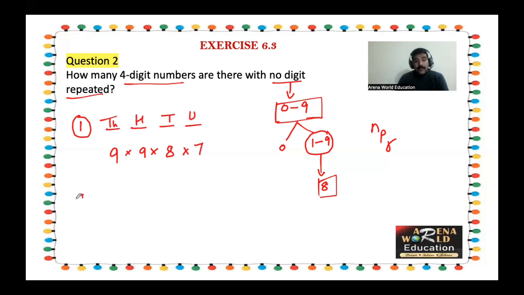And if we use the formula, look at this one. First of all, we will deal with the restriction.